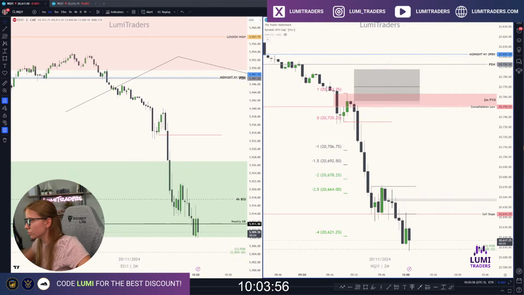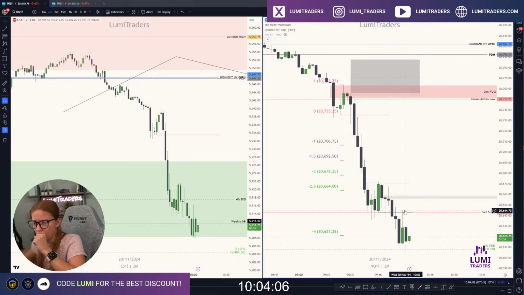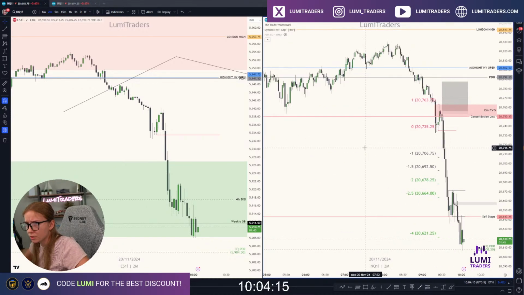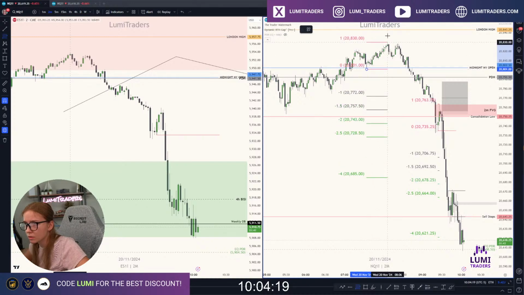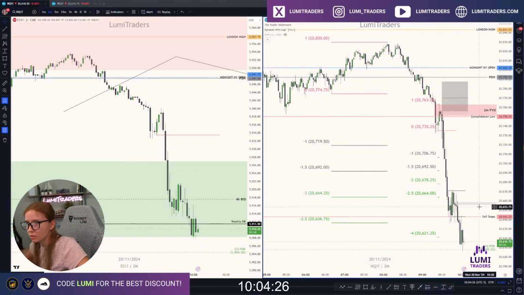It's still bearish. I'm sorry guys, I need to have some sense of reversal. Nothing yet. Okay, let me find another manipulation leg to see where we can go, because it's kind of bearish. Oh, we already ran this. What about this? We already ran this. I don't have any legs anymore.